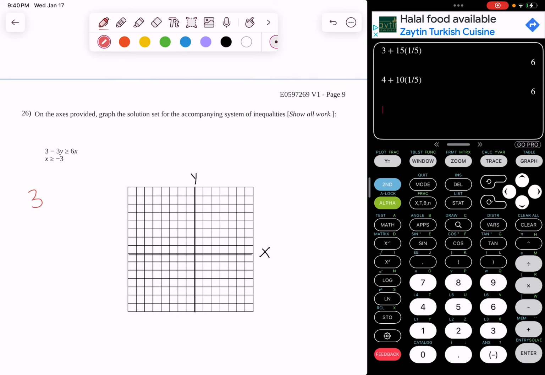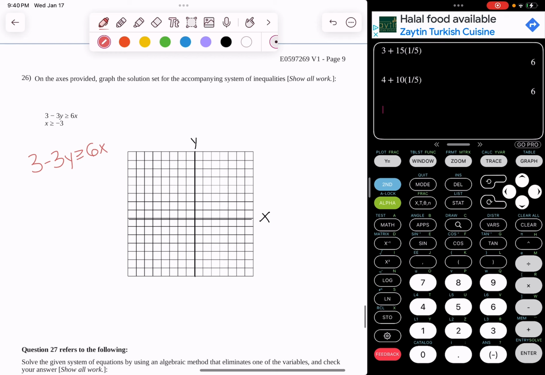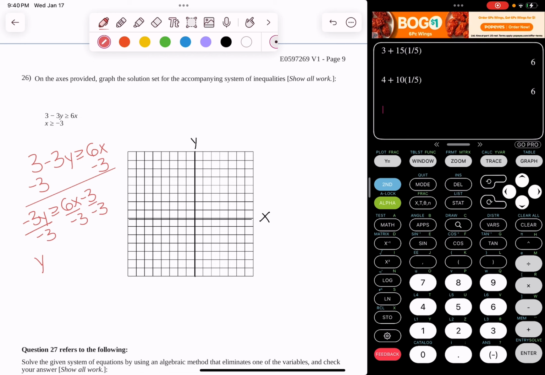3 minus 3y is greater than or equal to 6x. So I'm going to minus my 3 from both sides. That will give me -3y is greater than or equal to 6x minus 3. I will divide all things by -3, and that will give me y. Because I'm dividing by -3, I have to flip my sign. 6 divided by -3 is -2x, and -3 divided by -3 is +1.